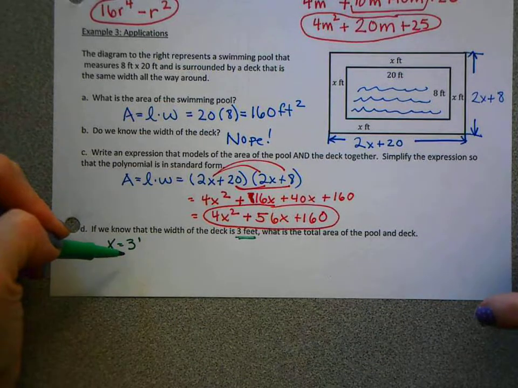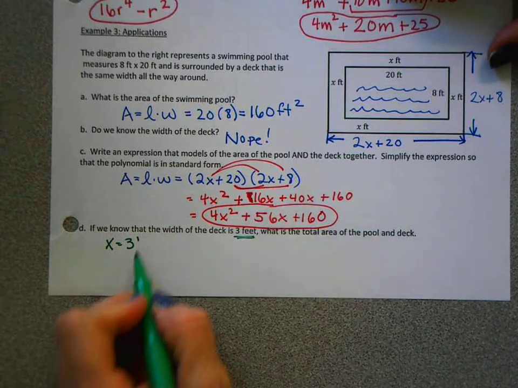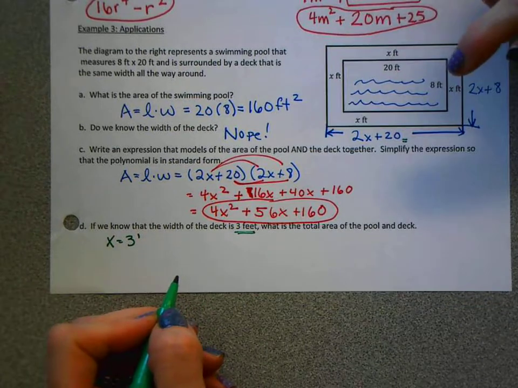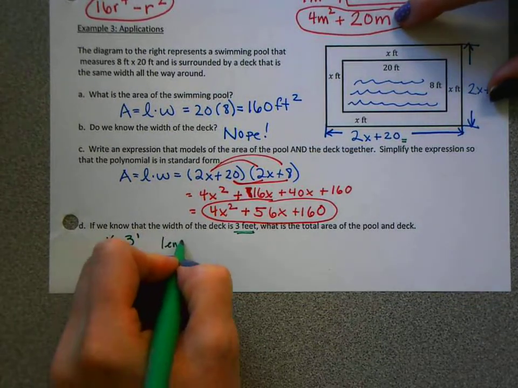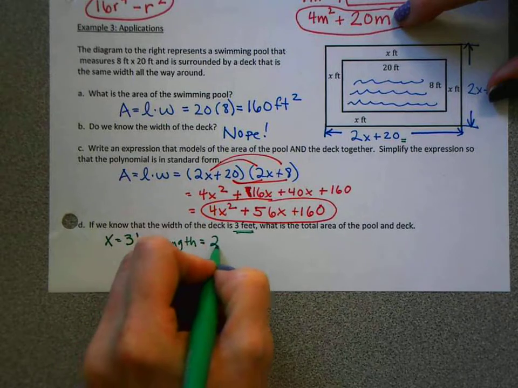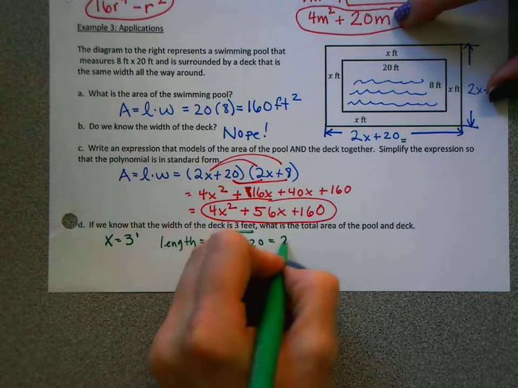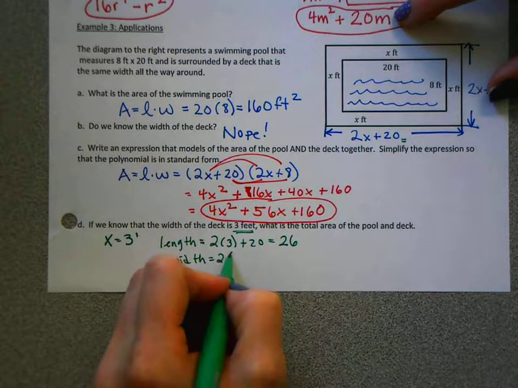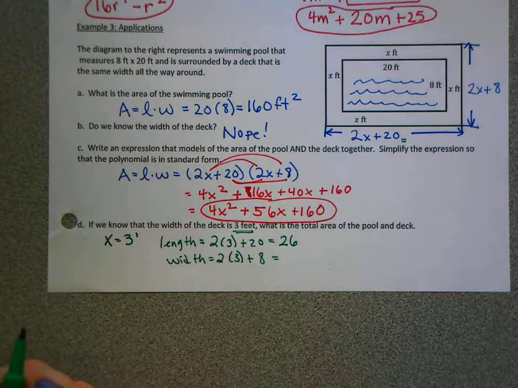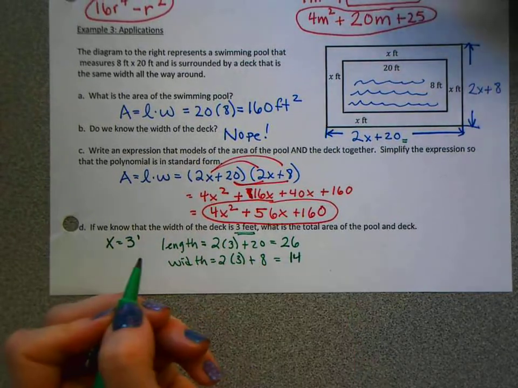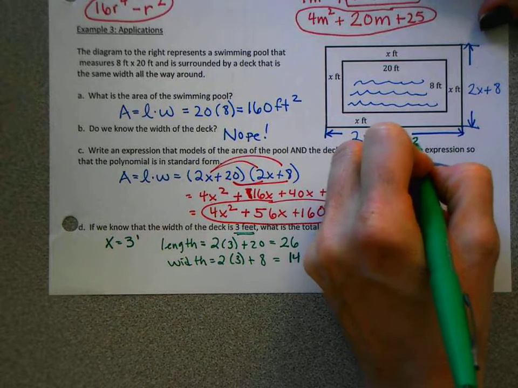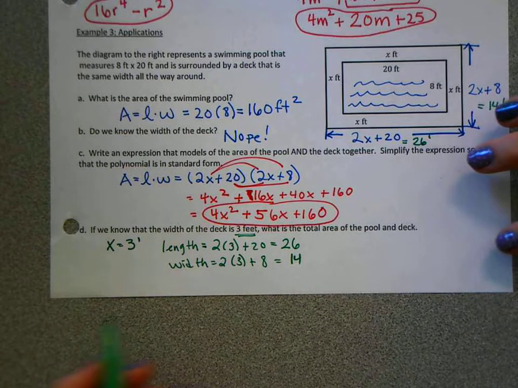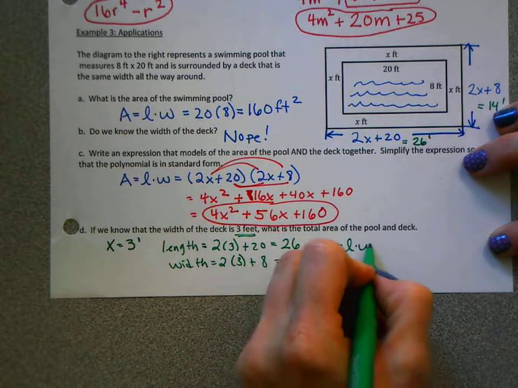Now what I need to do is figure out how wide and long it is. So I can actually just plug X into this expression right here, and I get, let me write it below since I'm out of room. My length is equal to 2 times 3 plus 20, which is 26. And my width is equal to 2 times 3 plus 8. That's 14. So now that we know it, we've got 26 feet by 14 feet. So that's our last step. To find the area, we're still going to do length times width.